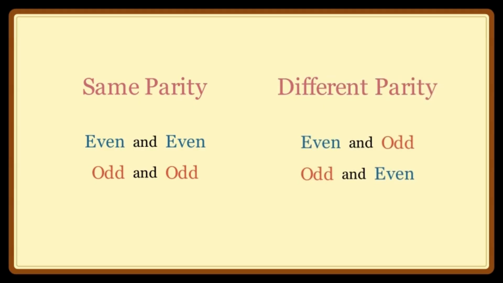We say that two integers have the same parity if they are both even or both odd. In other words, they belong to the same team. On the other hand, we say that two integers have different parity if one is even and the other is odd. Now that we have unlocked the mystery of even and odd numbers, let us dive into the real fun.